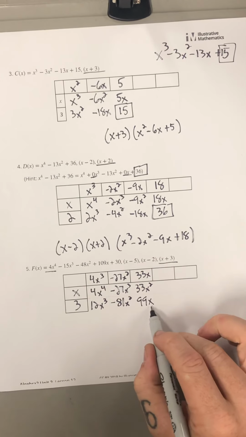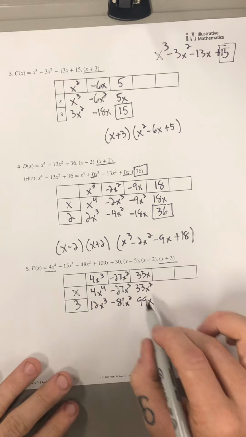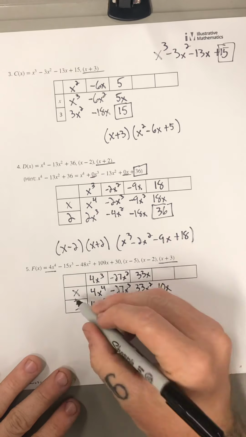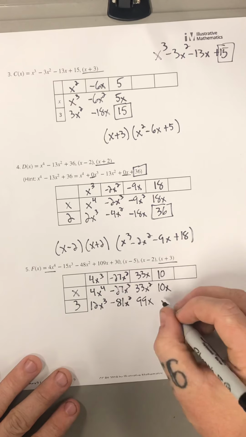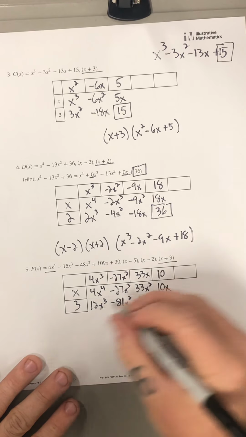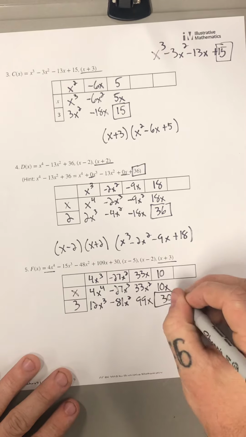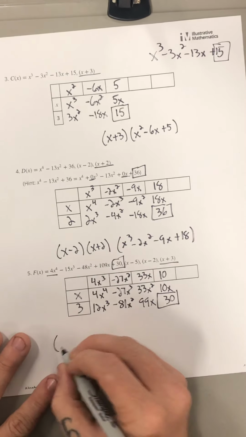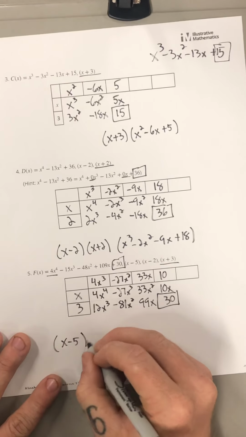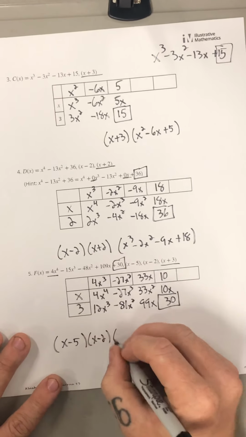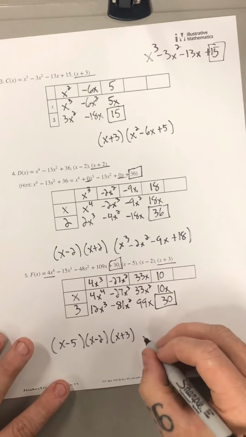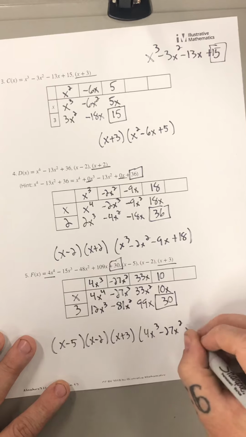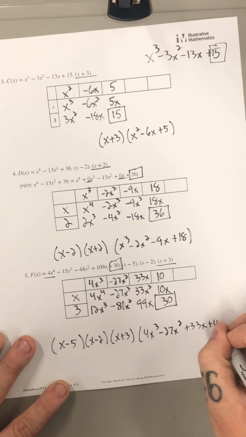So now I'm looking at the x's. I need to go from 99x to a positive 109. That's just by adding 10. X times 10 gives me 10x, and that is 30, because 10 times 3 is 30. So then if you look at this one, 30, 30, I'm done. So I would have x minus 5, x minus 2, x plus 3, 4x cubed minus 27x squared plus 33x plus 10.